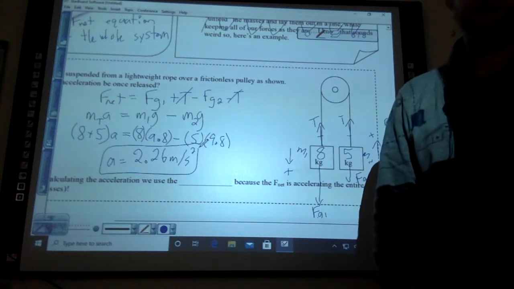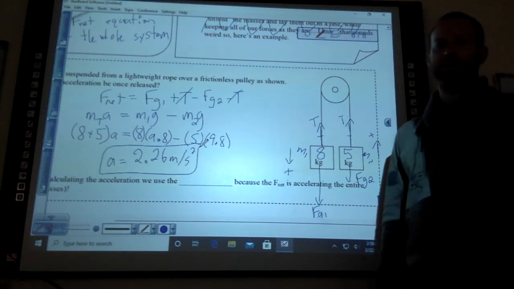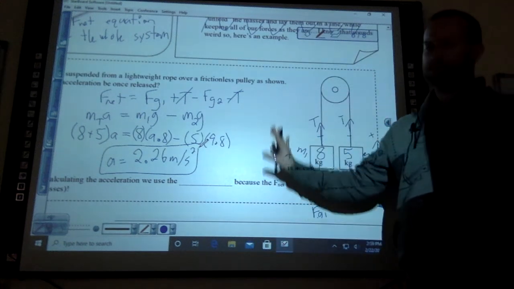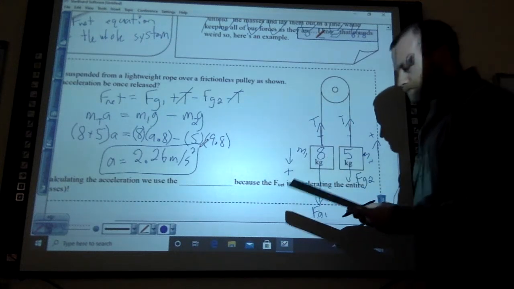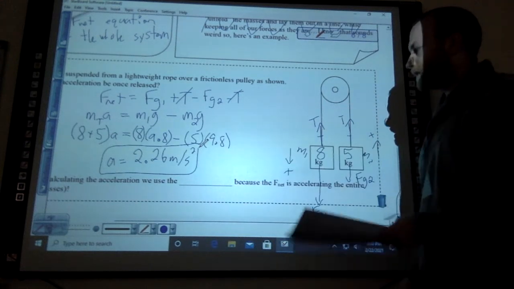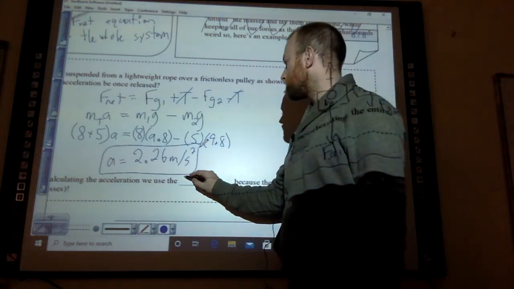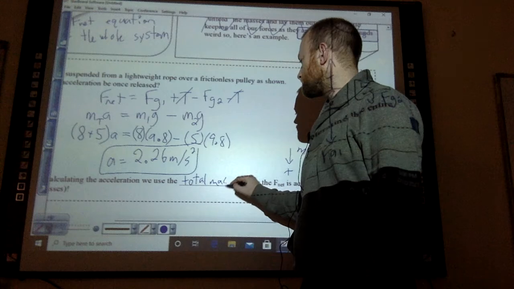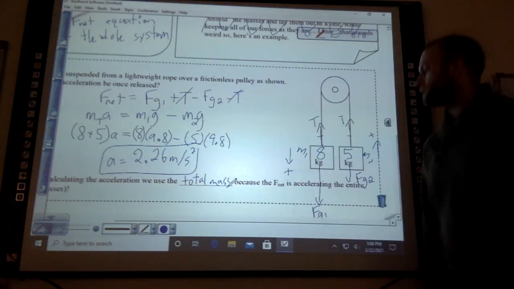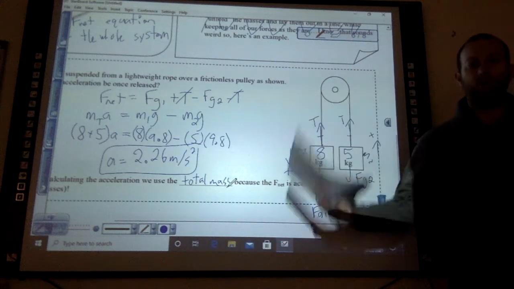And this is something we said last year. If you want to solve for acceleration, look at the whole system. If you want the tension, look at just one mass. So note here, when calculating acceleration, we use total mass. And this is because we're looking at the F net for the whole system.